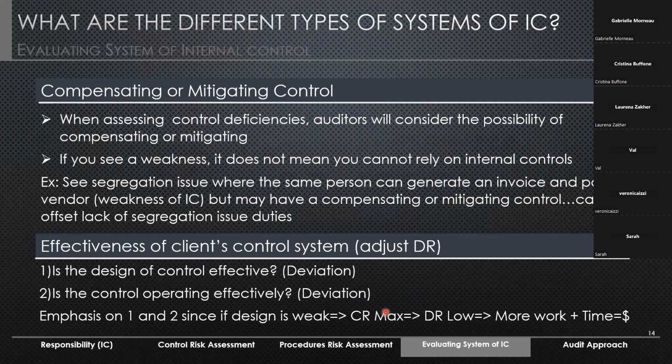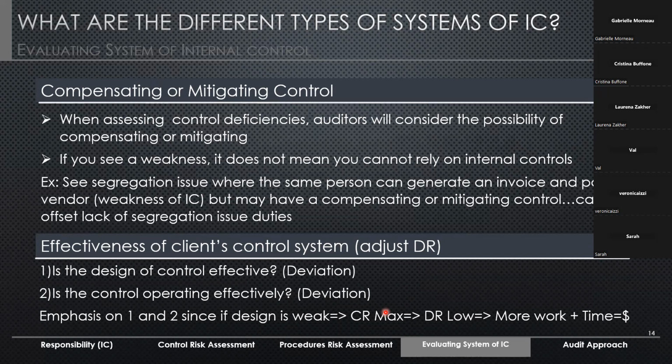Okay, so let's say you do see a control deficiency, but you always have to check: is there something that compensates for it? Usually this happens a lot in small firms where you might have one person doing too many things, but maybe you have something compensating for that, and that will take out the deficiency. So take segregation issues, where the same person can generate an invoice and pay the vendor. That's a weakness of internal control, but you may have a compensating control to offset the lack of segregation.